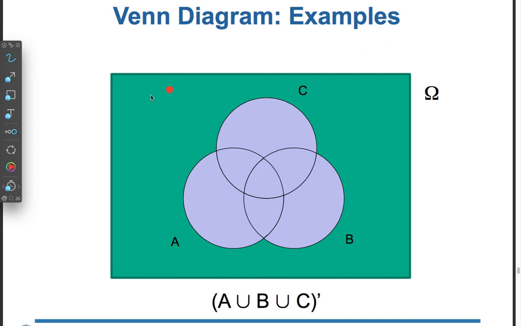Venn diagram example, here also three sets are given. This rectangular box is the universal set denoted by omega, the first circle is set A, the second circle is set B, and the third circle is set C. All three circles are intersecting in the middle part, and the green color is outside of all three circles. It means A union B union C complement. This green portion is the complement of A union B union C, or the complement of all three sets.